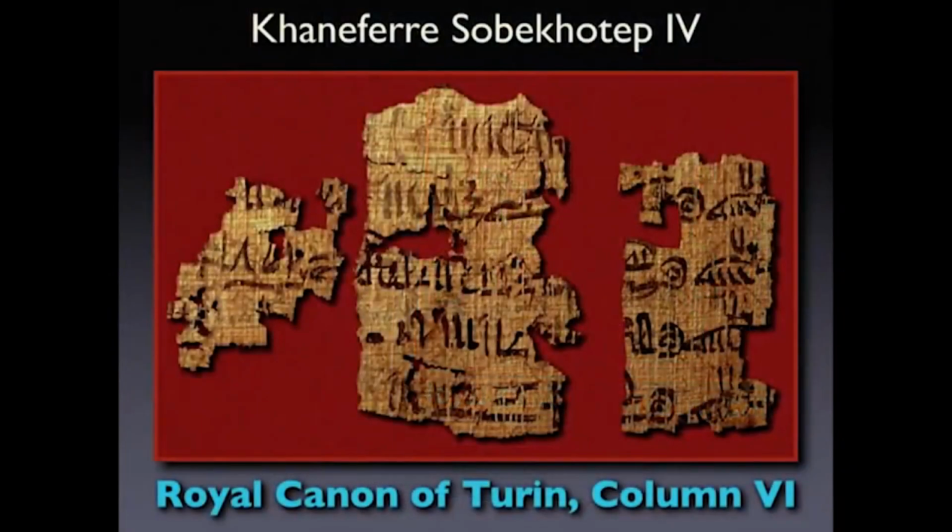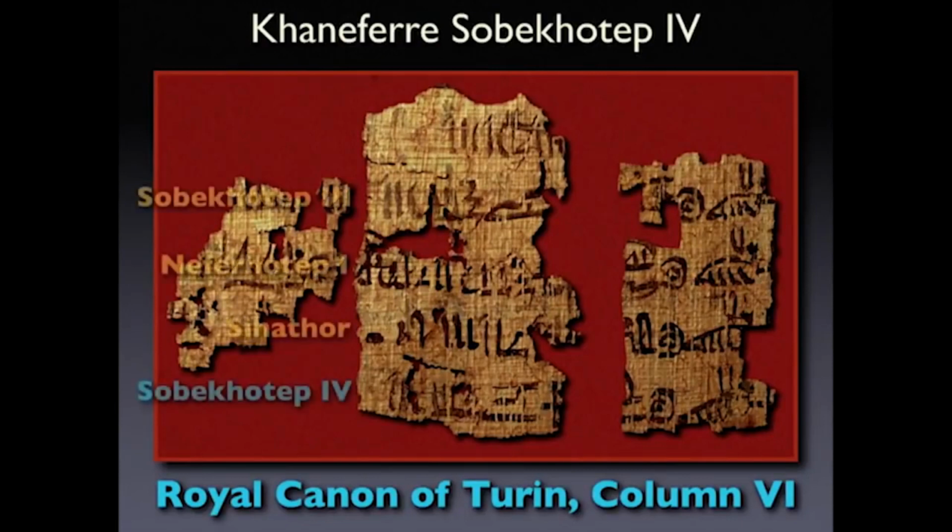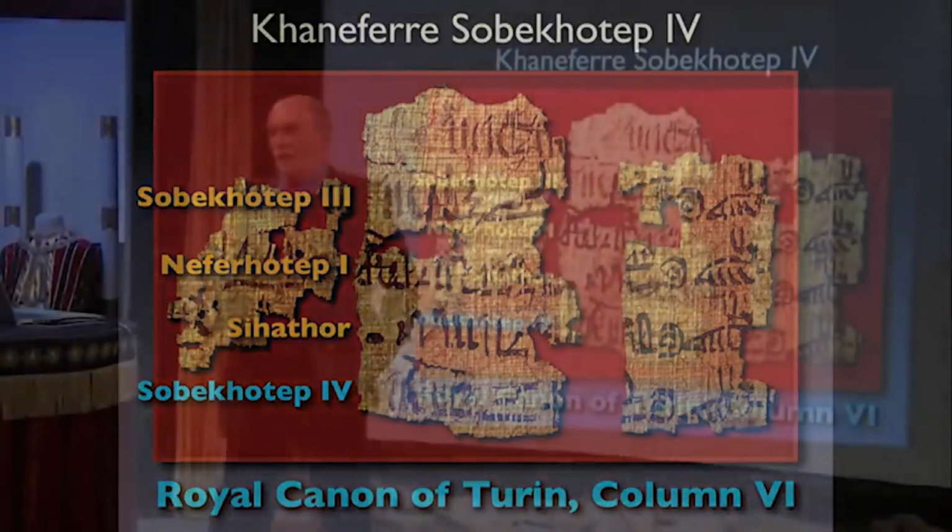Here we see a fragment of the Royal Canon of Turin, which is a king's list of the pharaohs. And here we get this last sub-dynasty that enslaved the Israelites. Sobekotep III, we have a Brooklyn papyrus with slave lists with Semitic names in there. And then we have Neferhotep, a very powerful king, and Sobekotep IV, who was the one who was the stepfather, rather, of Moses.